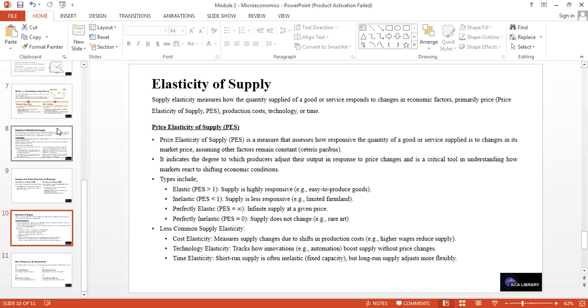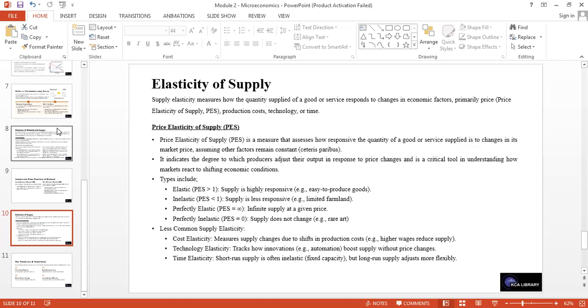Other types of elasticity of supply that are less common are cost elasticity, which measures supply changes due to shifts in production cost. An example is higher wages reducing supply. There is also technology elasticity, which tracks how innovation boosts supply without price changes. And lastly, time elasticity, which talks about short run supply, which is often inelastic, but long run supply is more flexible.